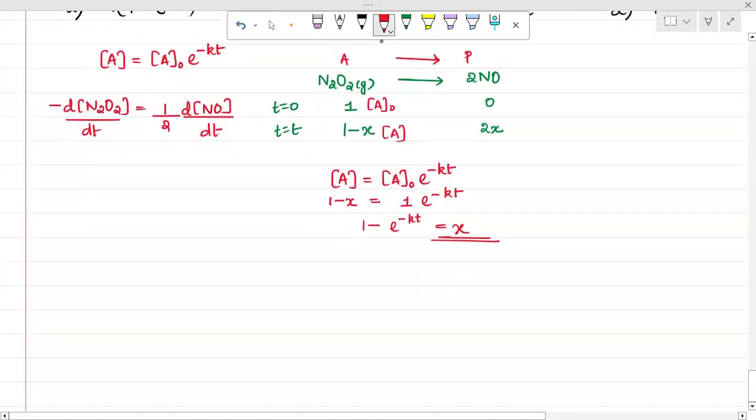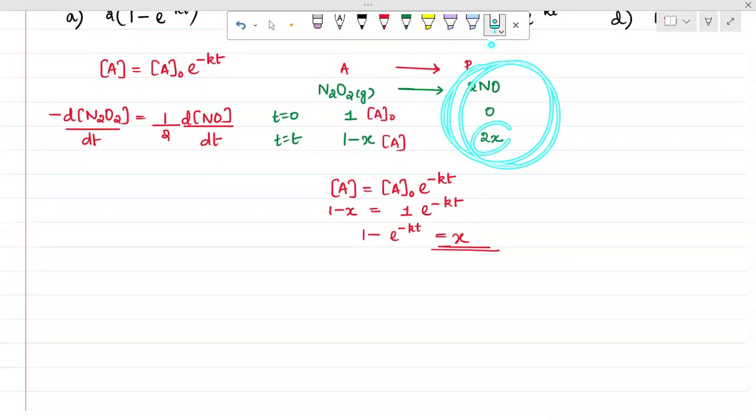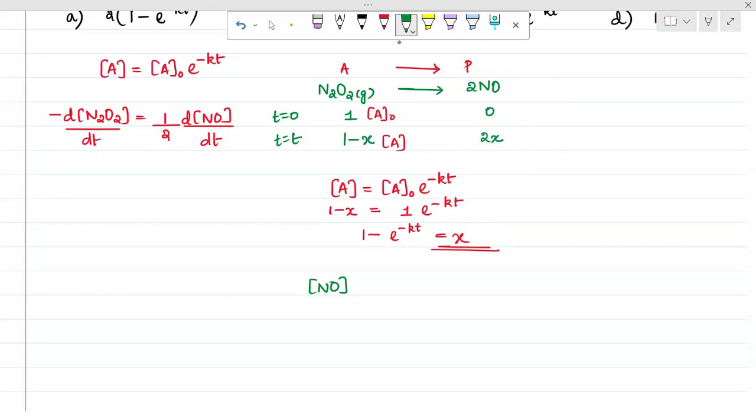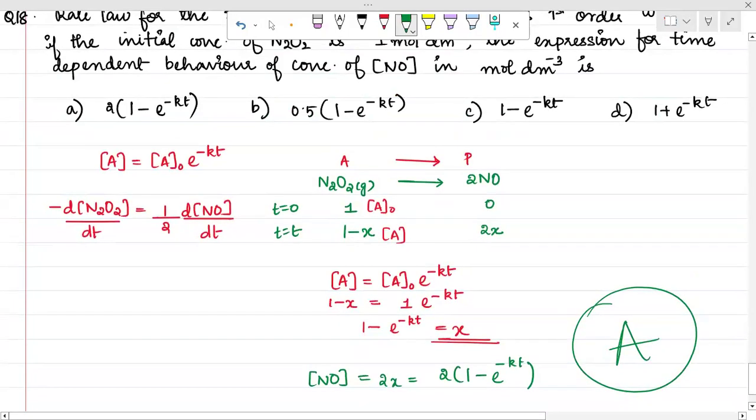That's it. What do we want? We want NO. How much NO is formed? 2X amount is formed. We know X. So the amount of NO formed after a time interval t is 2X, which is 2 times 1 minus e to the power minus kt. And the correct answer is option A. Yes, A. Very, very easy.